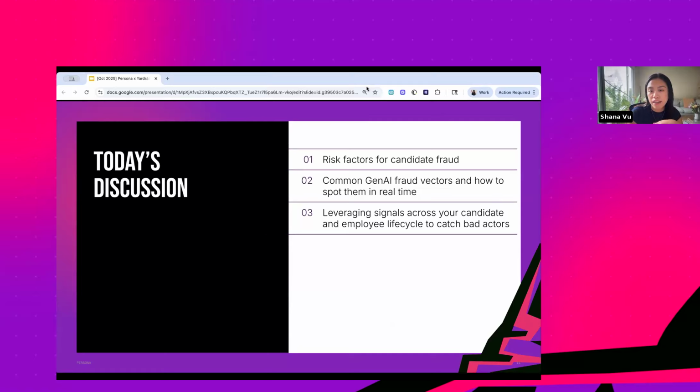spotted them. And lastly, we'll spend some time and talk about how, as you're thinking about a potential solution to catch candidate fraud in whatever form it takes, how you can take different signals that span the initial applicant intake to the interview process to finally IDV and background checks to really catch bad actors along the way. So with that, I think we might start on this first chapter and really just talk about risk factors for candidate fraud.